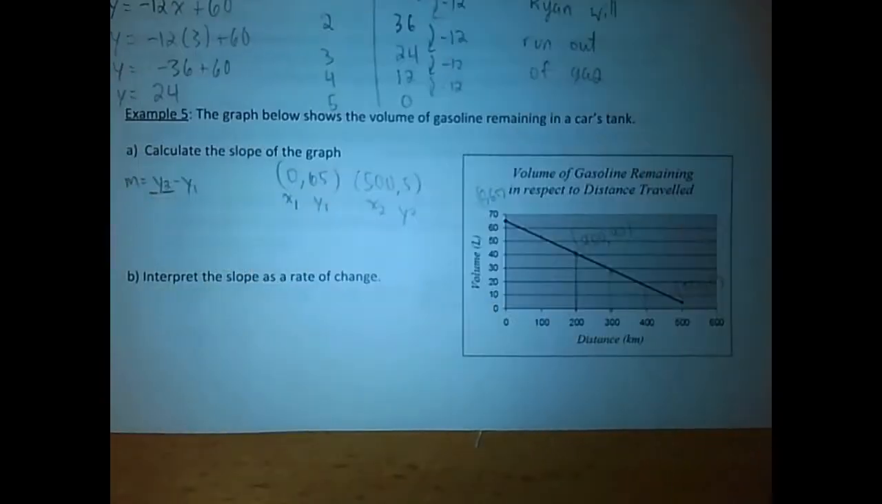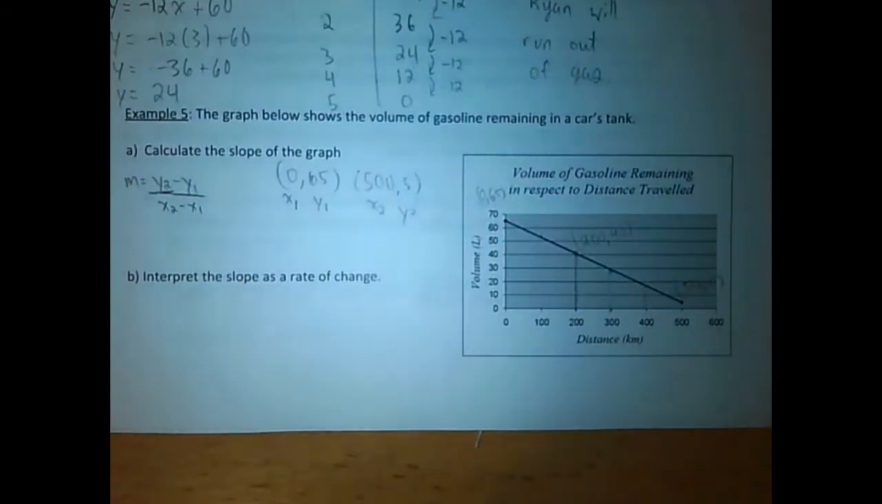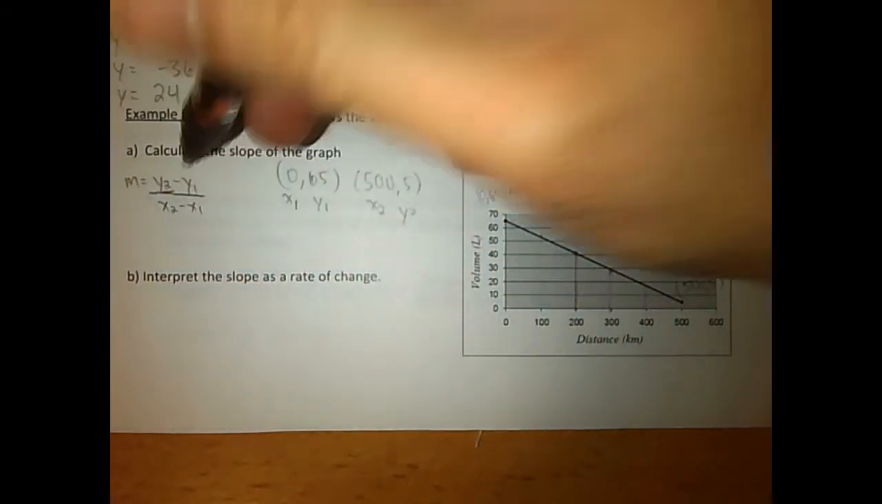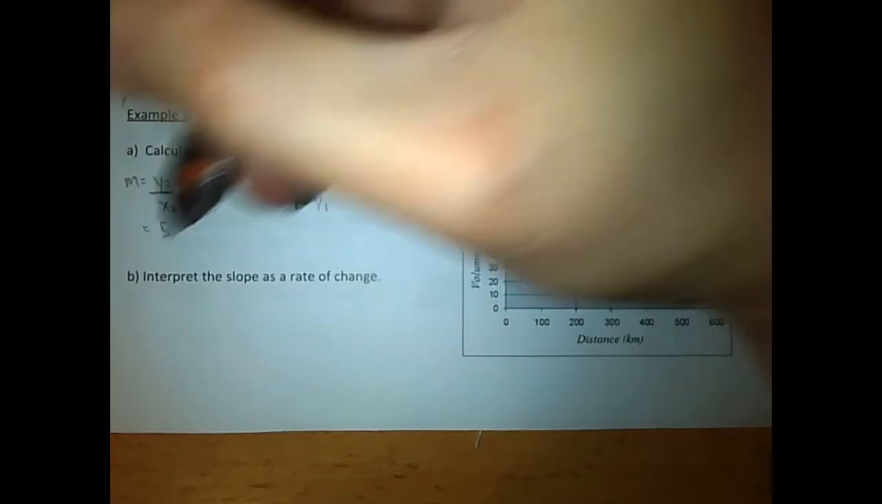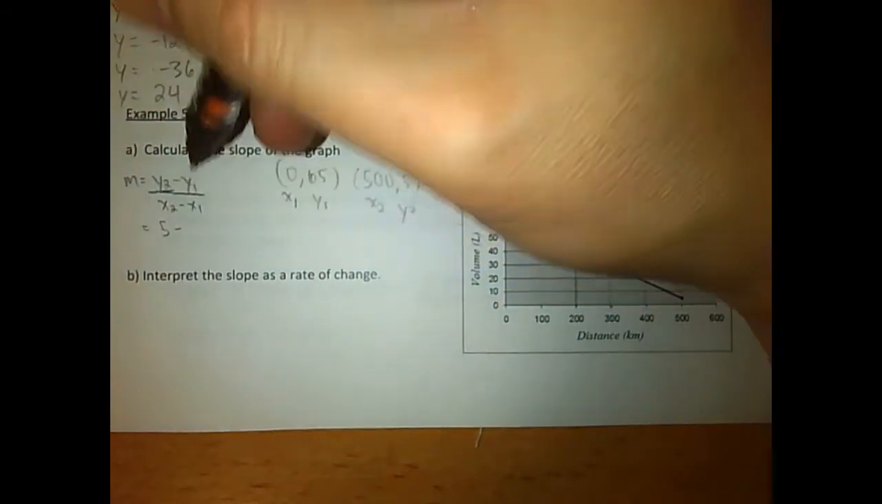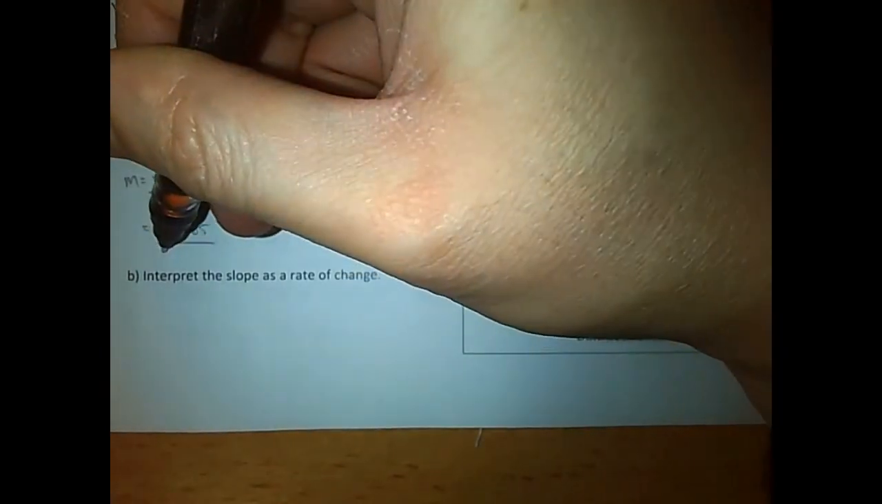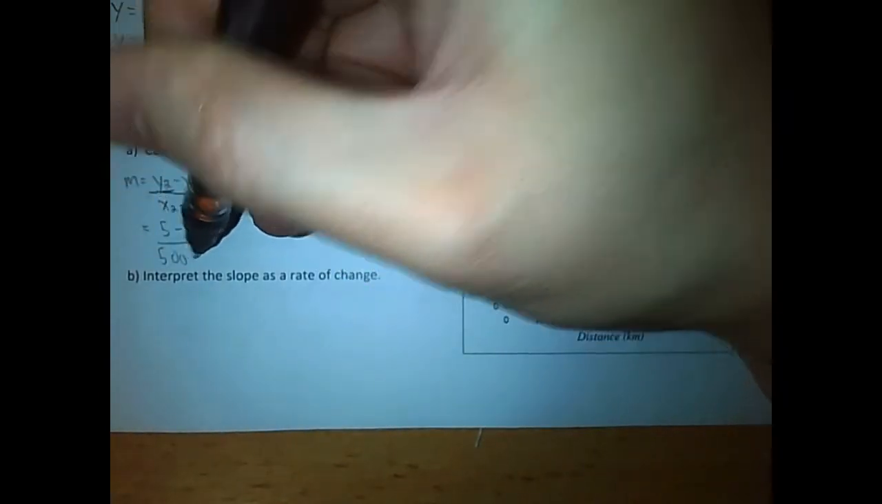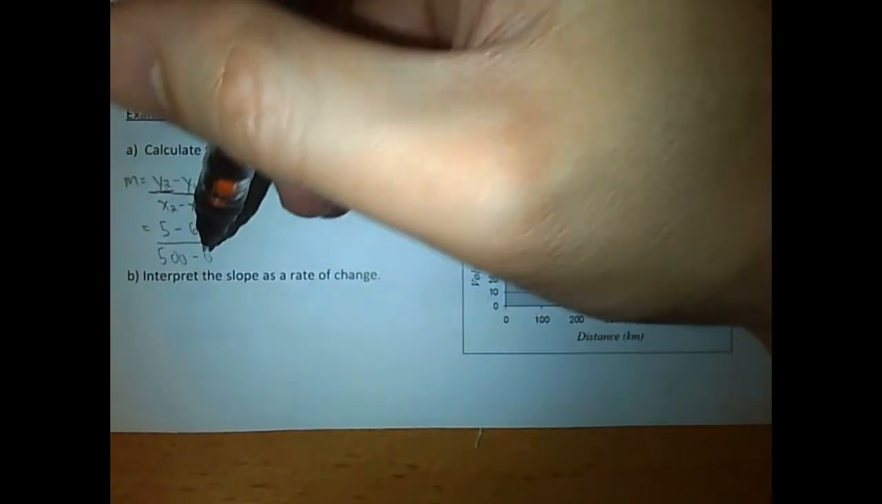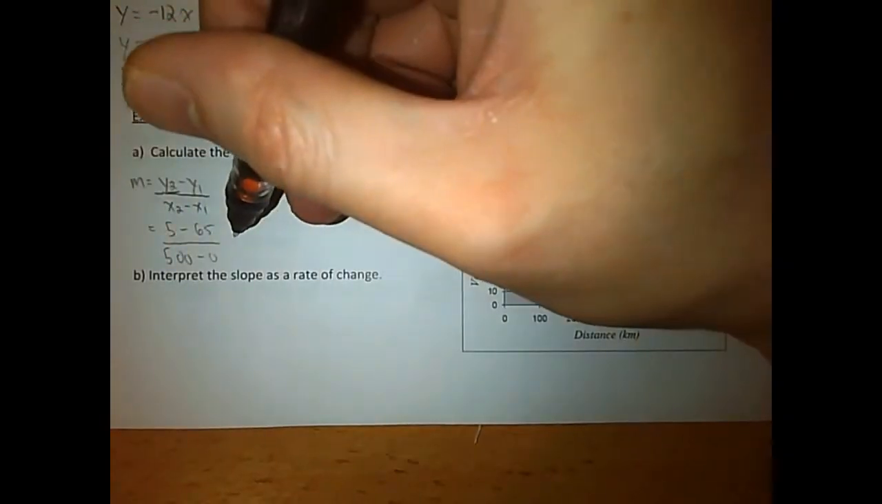Then I'll get my slope equation. And do you have to write this out every time? Yes, you do. So we're going to substitute our points in. Y2 goes over here, 5. Y1, 65. X2 is 500. X1 is 0. I want to go right downwards, but I don't have space, so I'm going to go this way.